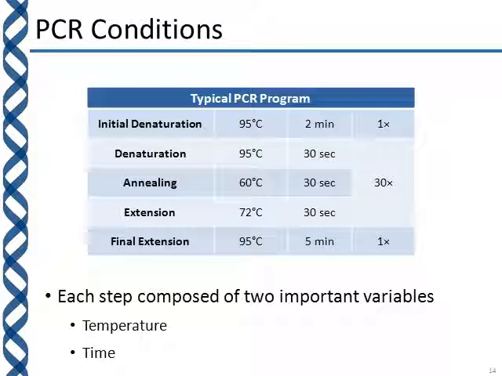Here we see a denaturation, again at 95, that typically takes the same temperature as before, for 30 seconds, an annealing at 60 for 30 seconds, and an extension at 72 for 30 seconds. And then this particular cycle gets repeated 30 different times. Denaturation, annealing, extension, denaturation, annealing, extension, and so on.